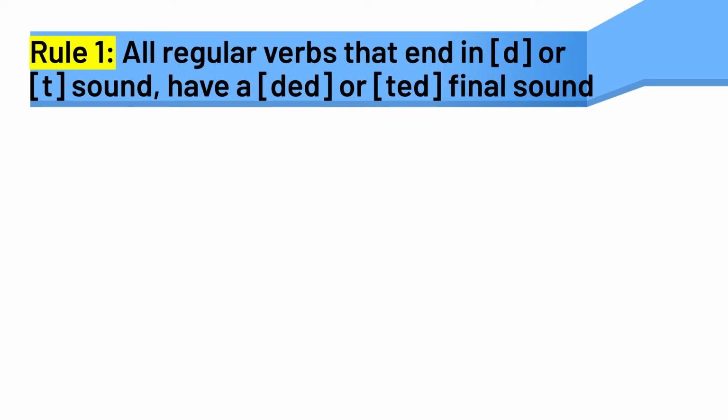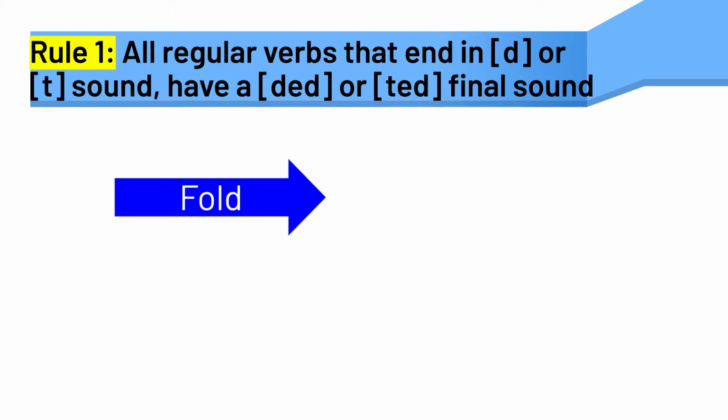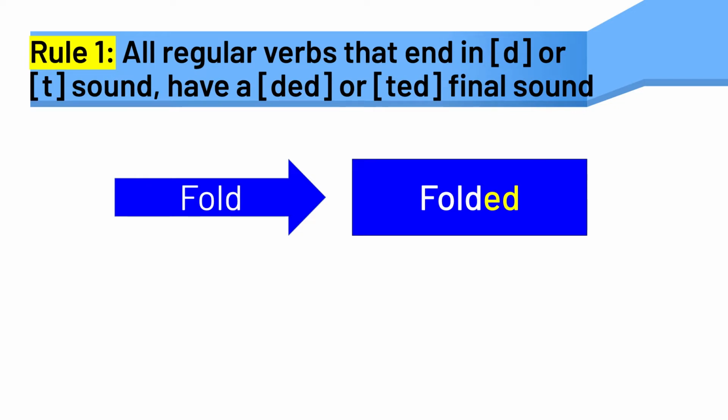Rule number 1 is all regular verbs that end in d or t sound have a did or tud final sound. For example, the verb fold has a final d sound. Once you add ed, the past tense pronunciation is folded. You still spell the verb as F-O-L-D-E-D, but you say it as folded.